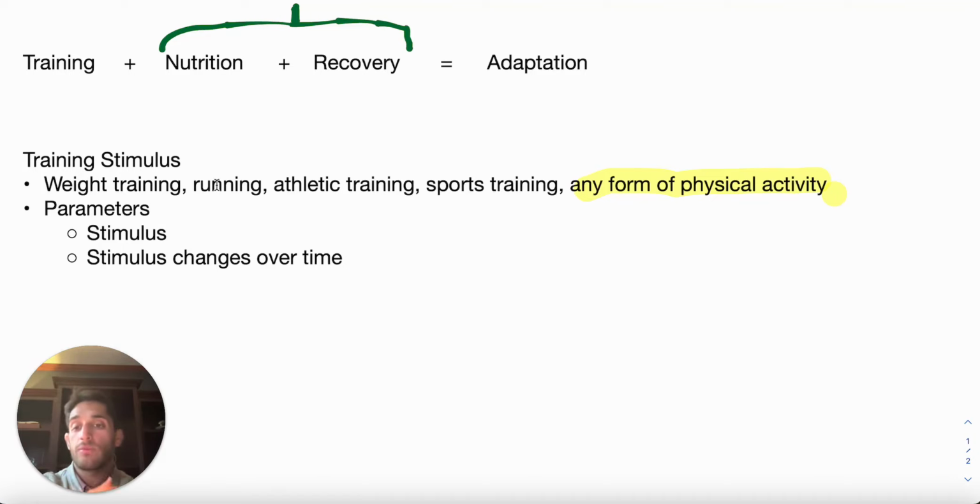So as a recap, for our training stimulus, it's any form of physical activity that's going to spur growth. The two main parameters that are going to play into getting a proper training stimulus are, one, the stimulus has to be difficult enough to spur some type of change, and two, the stimulus has to change over time. Those are the two main things. Pretty simple.